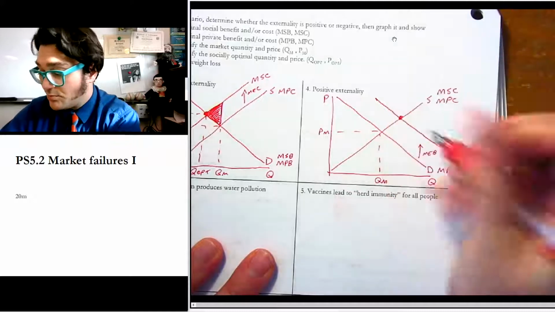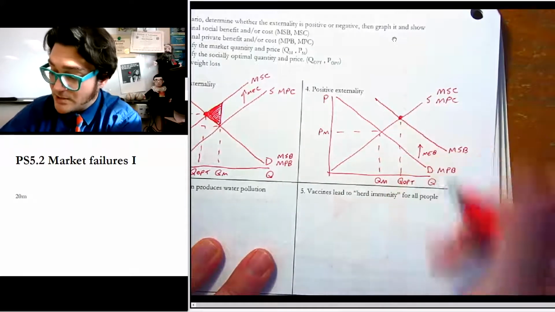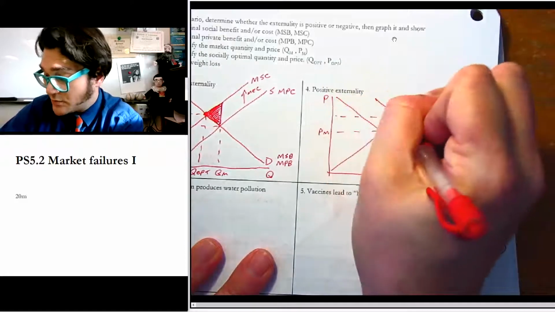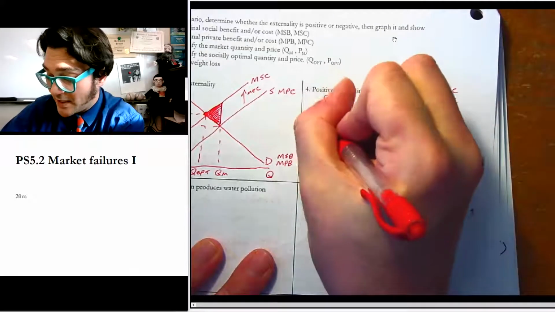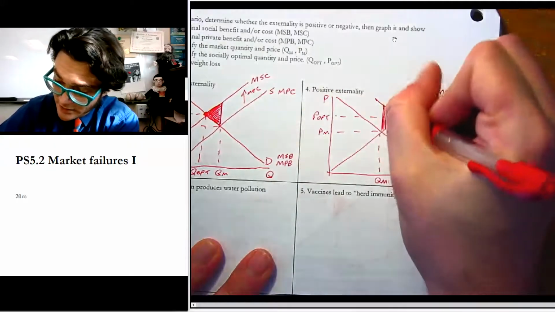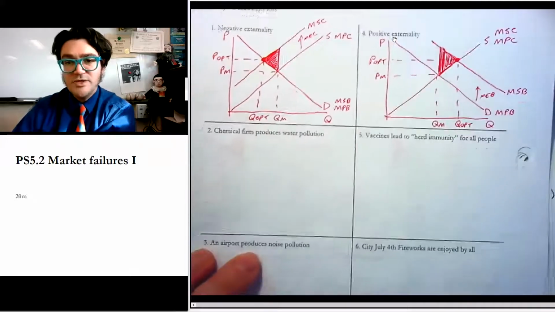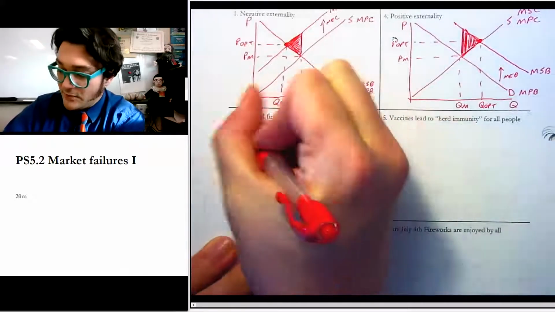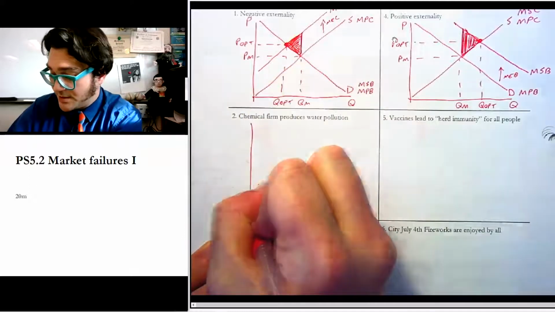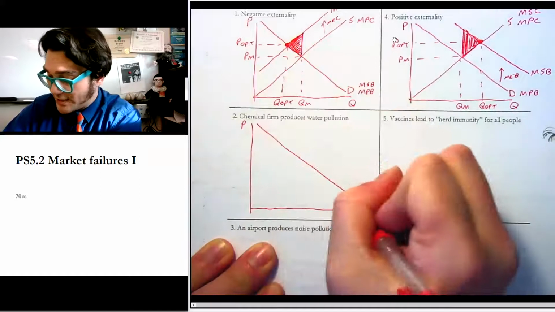We've got our optimal point, and so society would be better off if we had Q opt, and the way to induce that amount would be to have a higher price for this product. And so we can shade here pointing toward the optimal, right? Pointing toward the optimal. Now we have to figure out whether these are going to be negative or positive, but generally speaking, they're usually not too difficult.